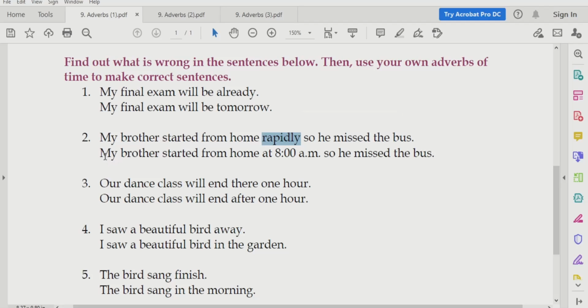So over here you will change this word and you will put an adverb of time as I have put over here. My brother started from home at 8 a.m. You can put your own adverb of time over here. It can be 9 a.m. It can be 9:30 a.m. or maybe my brother started from home in the morning, in the afternoon, whatever.